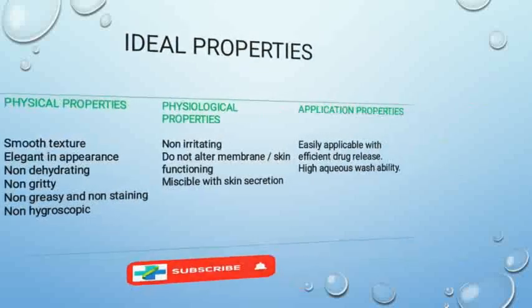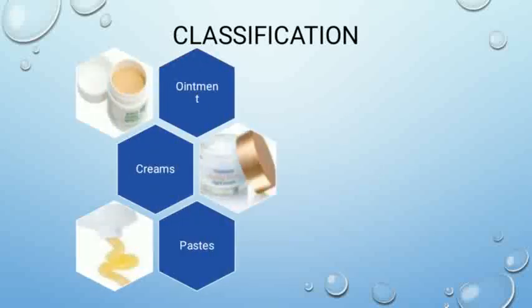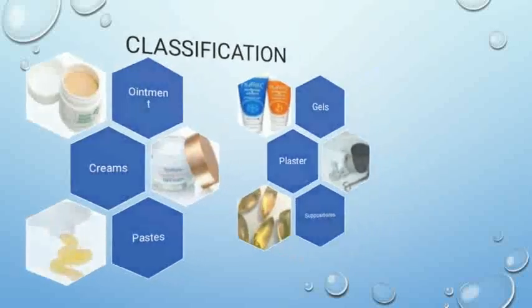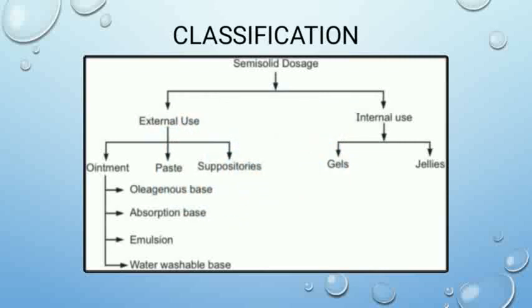Then moving to the next one, that is classification. So students, semi-solid dosage forms can be classified as ointments, creams, pastes, gels, as well as jellies, right? Then plasters and suppositories. They can also be classified based on their use, that is, semi-solid dosage forms used for external use and those used for internal use. For external use we have ointments, pastes and suppositories, and for internal use gels and jellies, right?